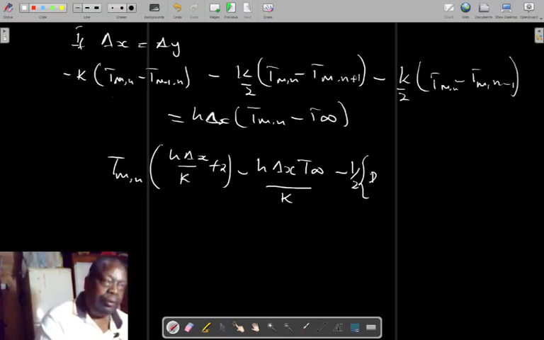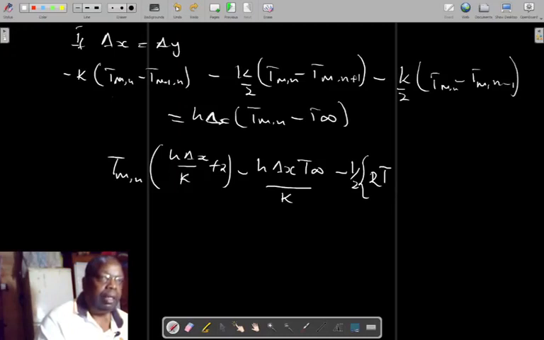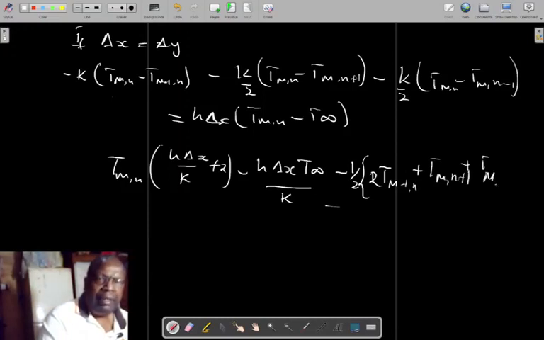2T M,N plus 1, plus, there's a mistake there, 2T M minus 1,N, plus T M,N plus 1, plus T M,N minus 1, and all of that is equal to 0.